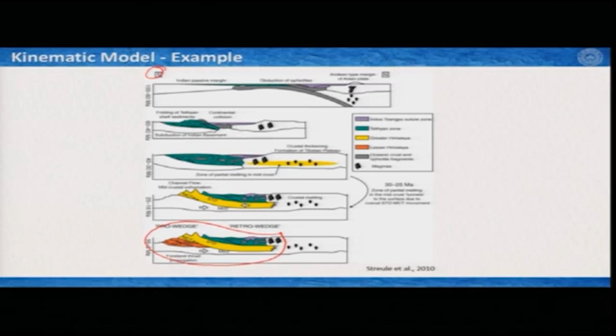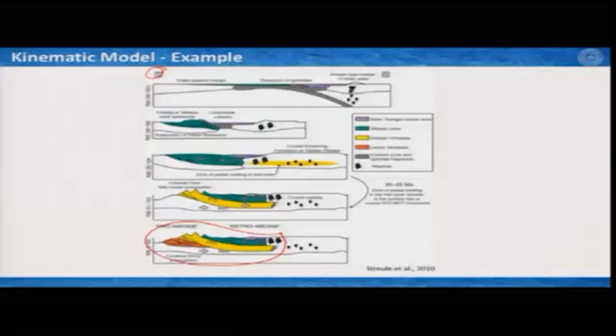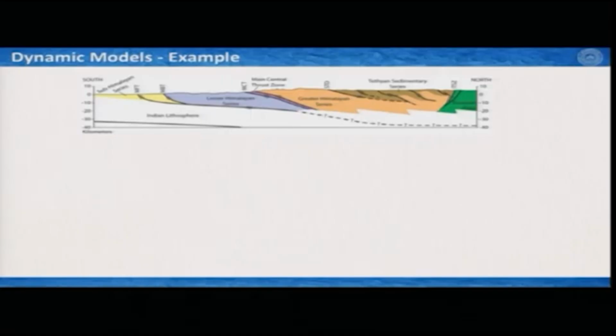It does not involve any sort of forces, it does not involve any sort of material properties, the dynamics of these plates and so on. But if we have to involve that, then we are approaching a dynamic model. Let us have a look. This is again the cross section of the Himalaya, and what we see here is that on this side you have India, the southern part, and here you have Tibet.